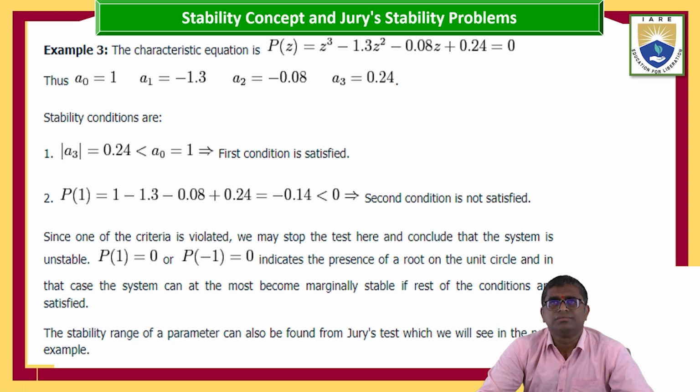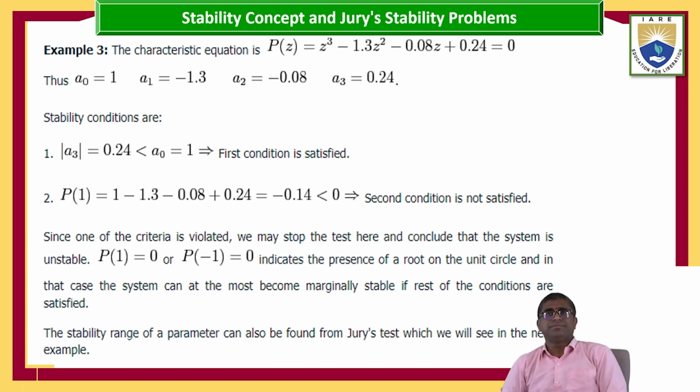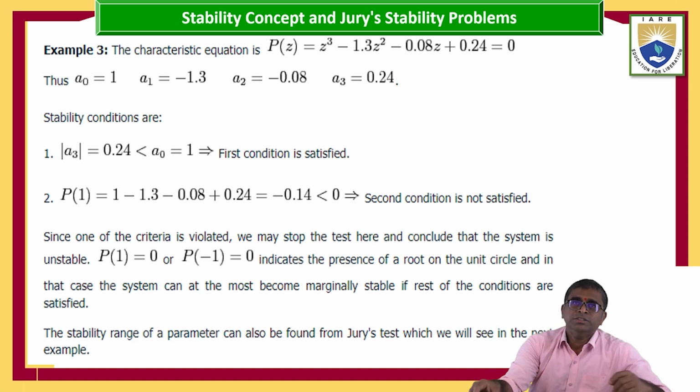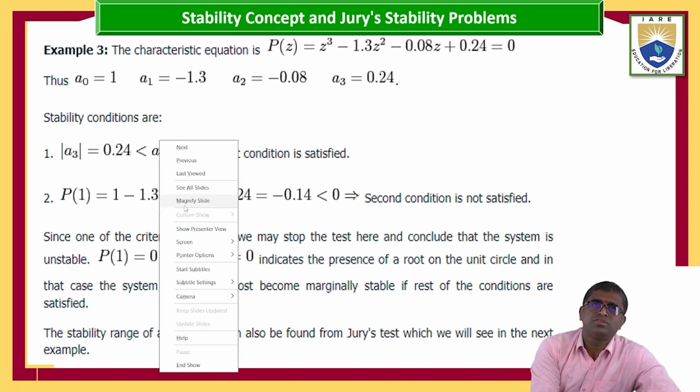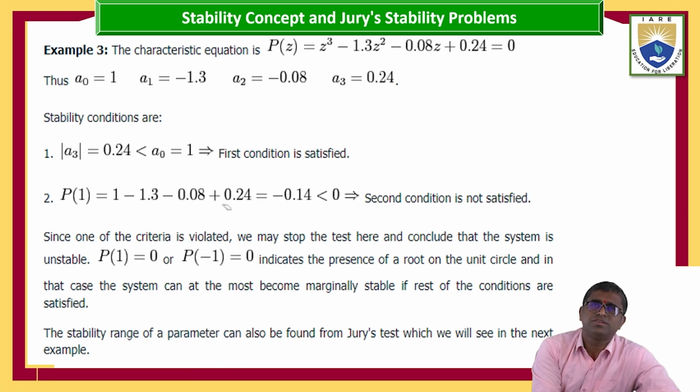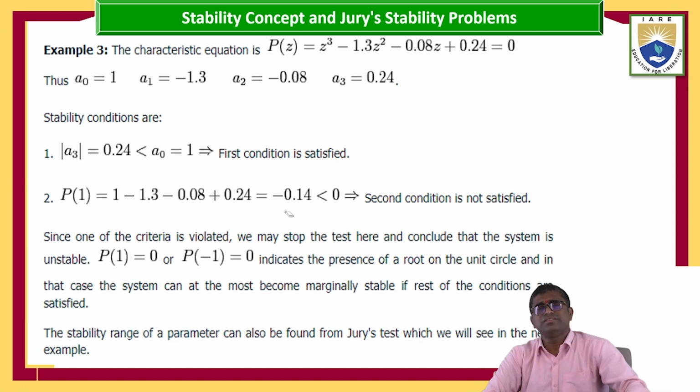Where A3 equal to 0.24. It is less than 1. Sorry, greater than 1. Yes, it is greater than 1. So it is satisfied. Next, step to the next one, P of 1. When you substitute z equal to 1, it is coming to 1, 1.3 and z equal to 1 now, 0.08 plus 0.24. That value is minus 0.04. That is your second condition. So it is not greater than 0. It is less than 0. So it is not satisfied.